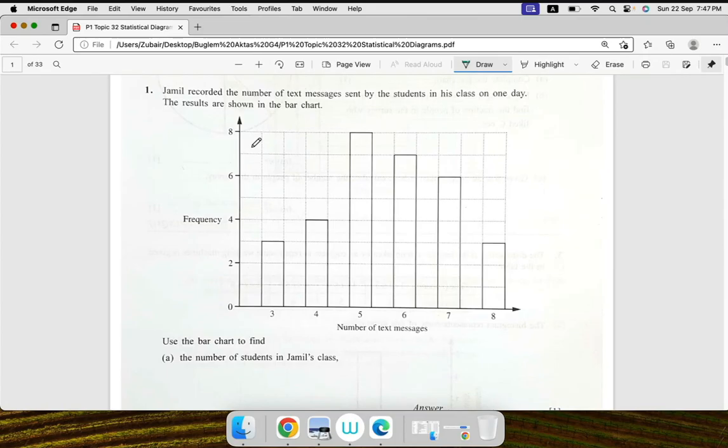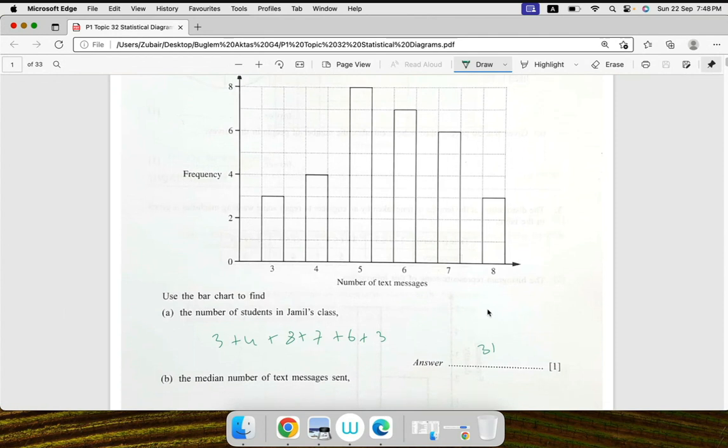Thirty-one. Correct. This was 3, 4, 8, 7, 6, and 3. B part says find the median number of text messages.